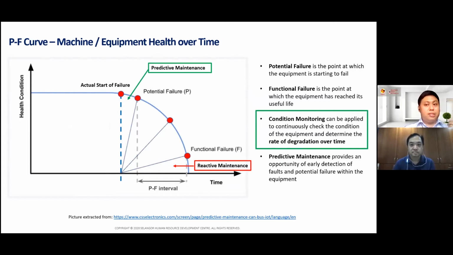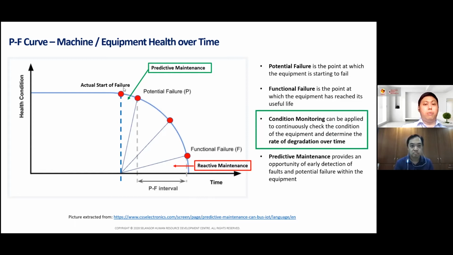What we do is we put in sensors on the machines, right, to do what we call condition monitoring. And once we actually look at condition monitoring, when we continuously check the condition of the equipment over time, we are actually able to identify the rate of degradation over time, right? And once we identify that, we know when it will actually fail functionally, the point that you will fail functionally. So the next step of it is actually to predict when it will actually start to fail, right? Or start to give some signals of the machine failing.